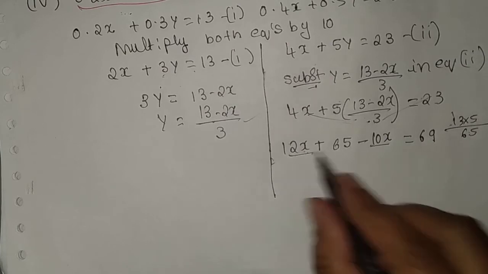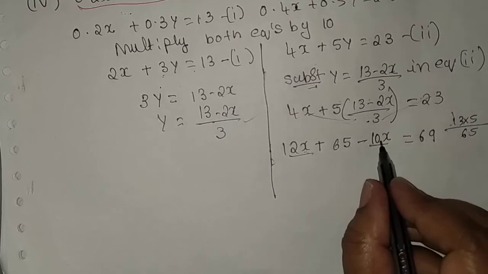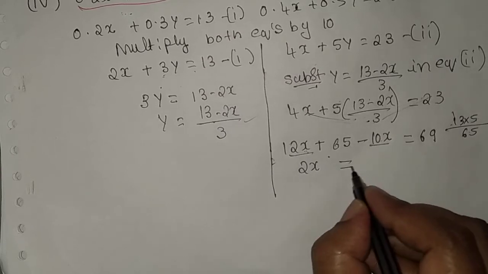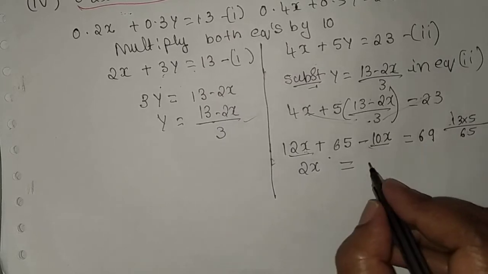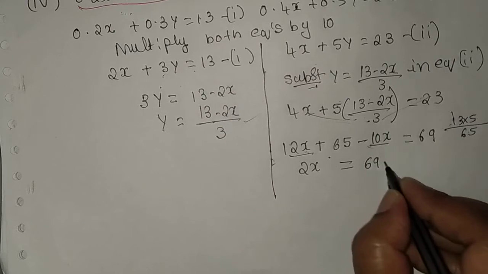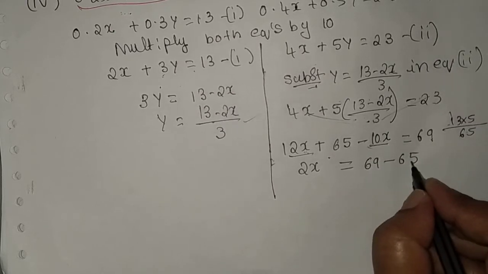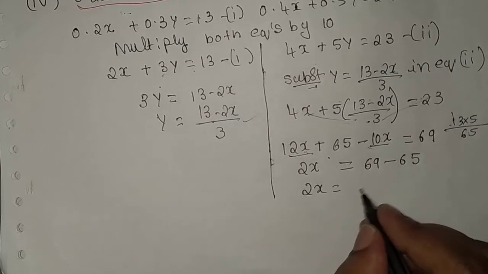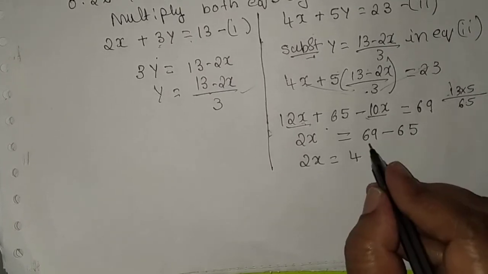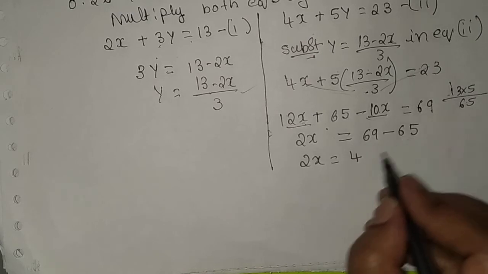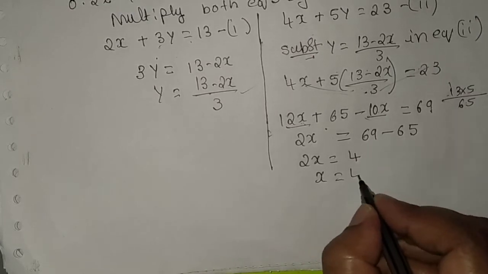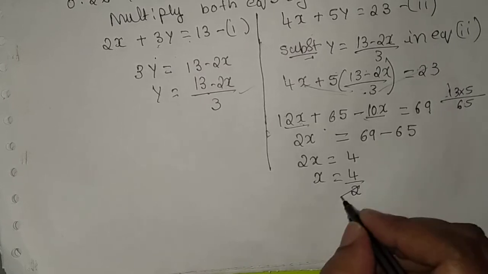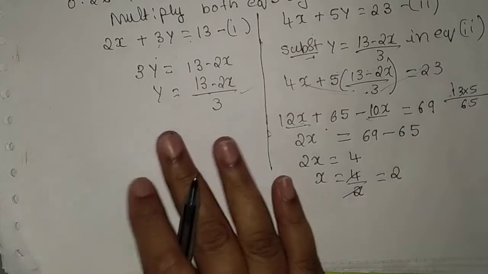So finally, this one is 12x and this one is minus 10x, so this becomes 2x plus 65. Therefore bring this 65 across: 69 minus 65, how much will we get? Therefore 2x is equal to 4. So x is equal to 4 by 2, which is 2. We get x as 2.